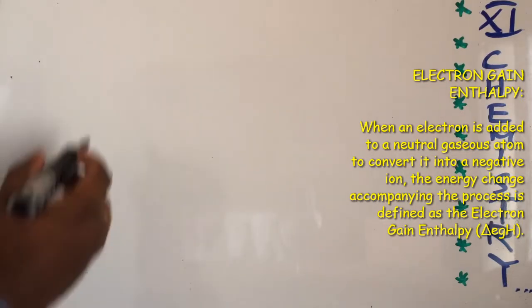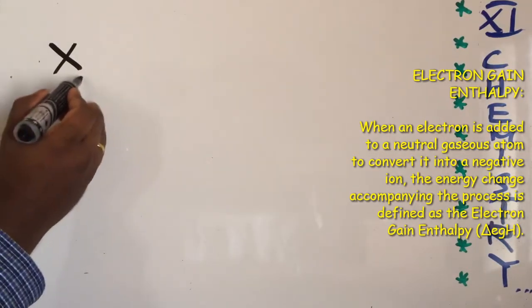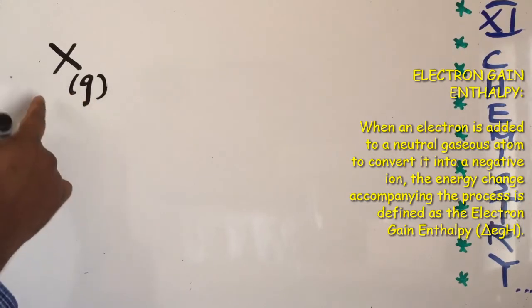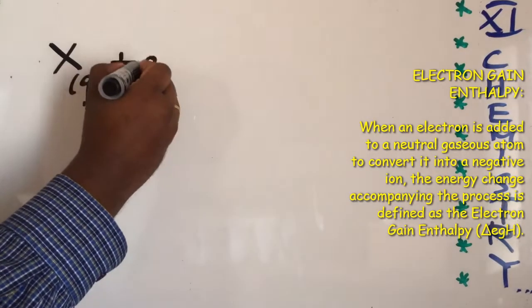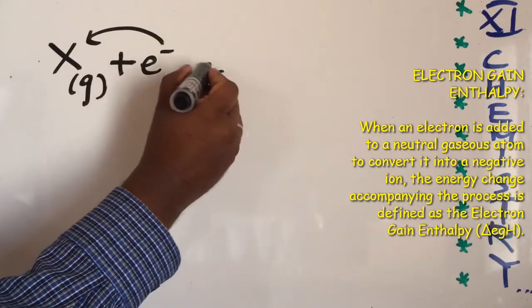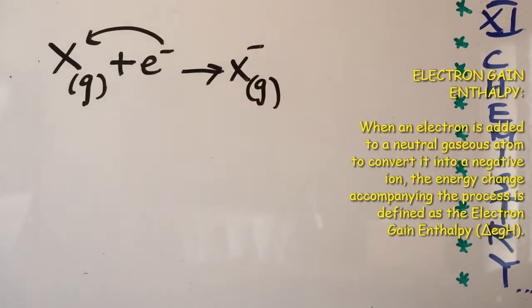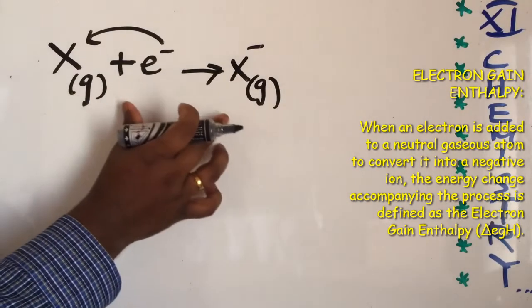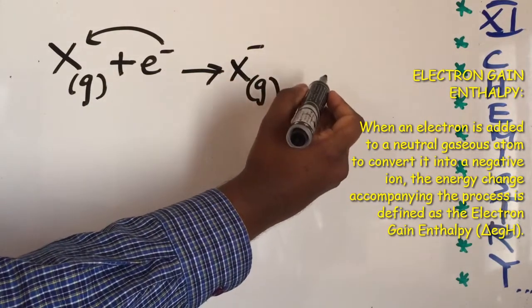The term electron gain enthalpy can be represented by using an equation. Let's take the symbol of the element as X. Element X is in the gas state. When an electron is added to X, X will change to X minus, a negative ion. The energy change that occurs during this reaction is called electron gain enthalpy.